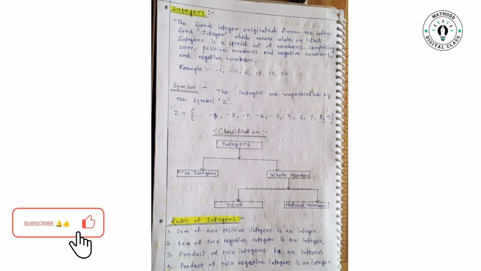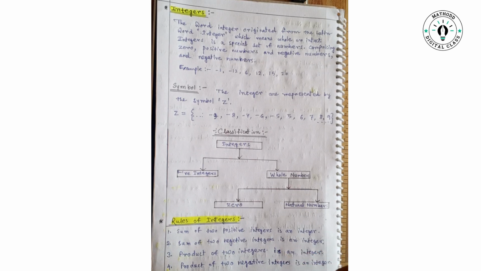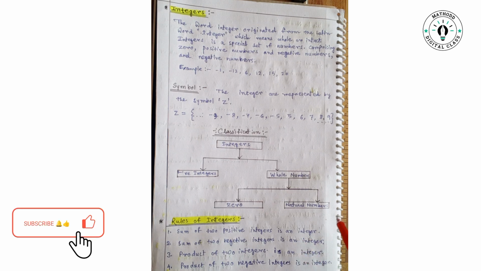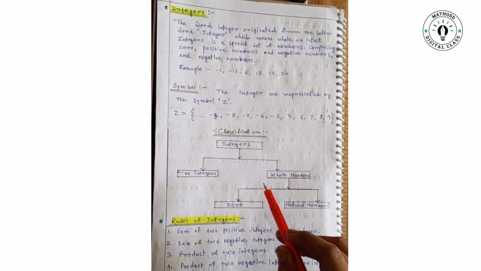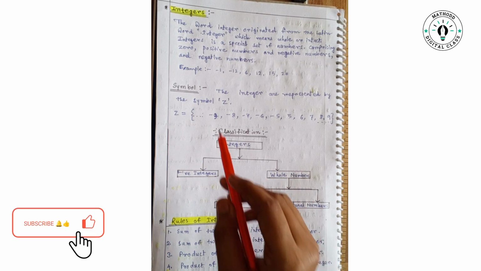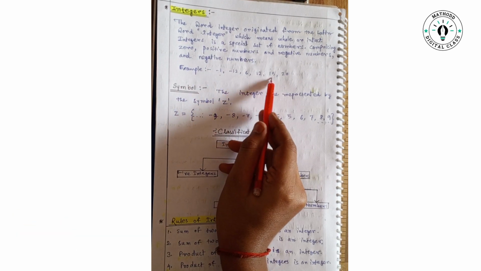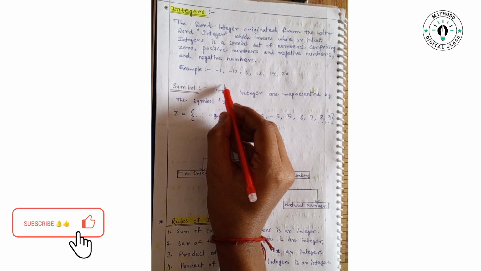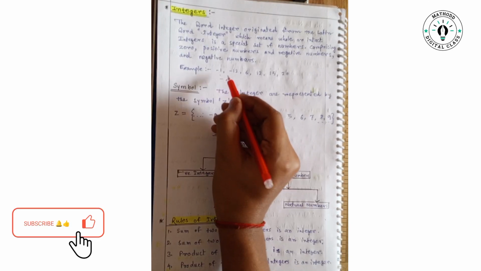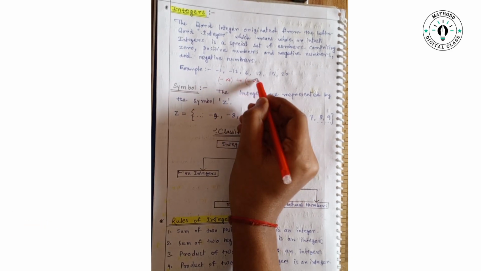Now the next part is integers. The word integer originated from the Latin word integer, which means whole or intact. Integers are a special set of numbers comprising 0, positive numbers and negative numbers. Here I have already written examples: -1, -12, 6, 12, 15, 20. That means integers range from -infinity to +infinity. That is the range of the integers.